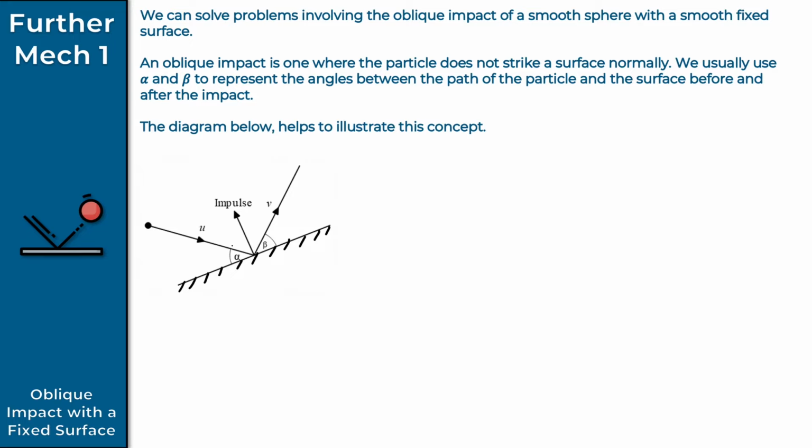I've got this angle here, alpha, and we've also got this angle here, beta. And just note as well that we also have the impulse. The particle goes towards the fixed surface with speed u, and leaves the fixed surface with speed v. We can obviously explore this concept in quite a bit more detail, so to finish, let's quickly do that.